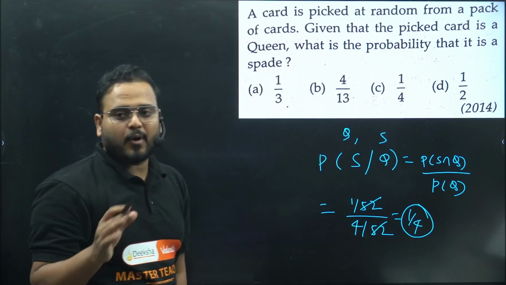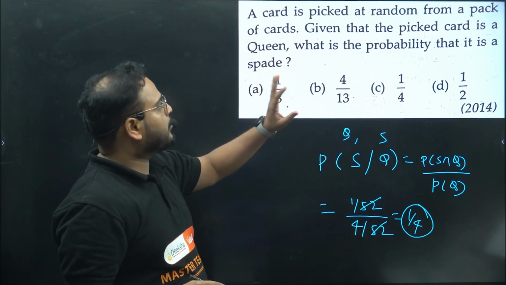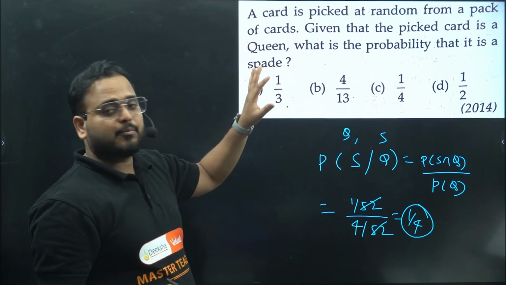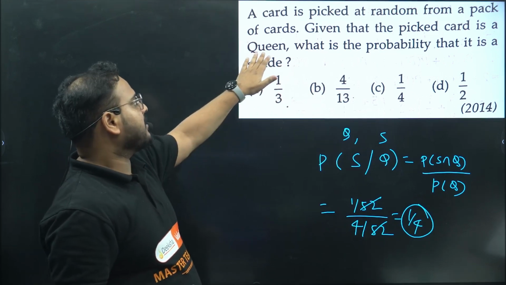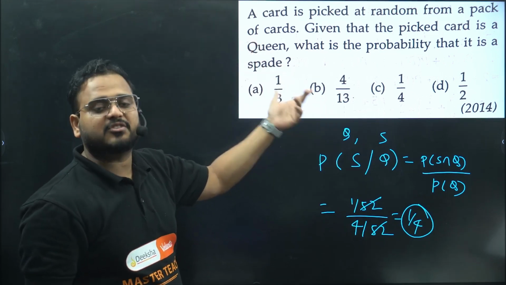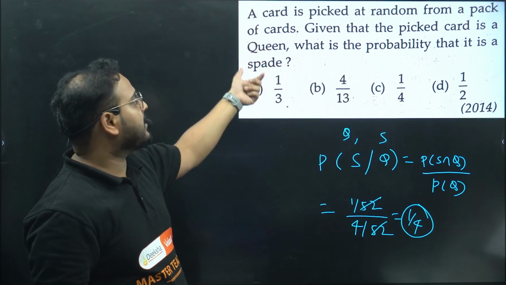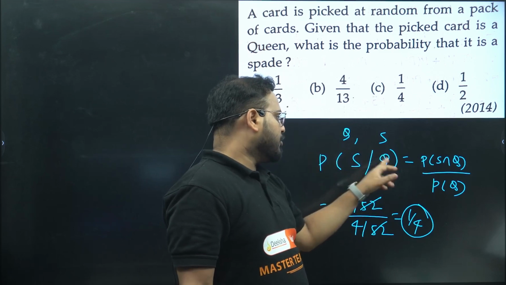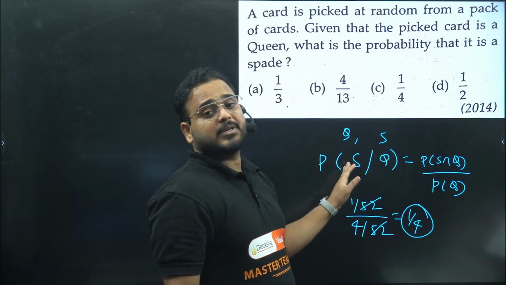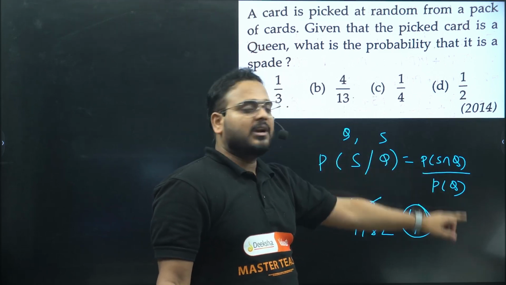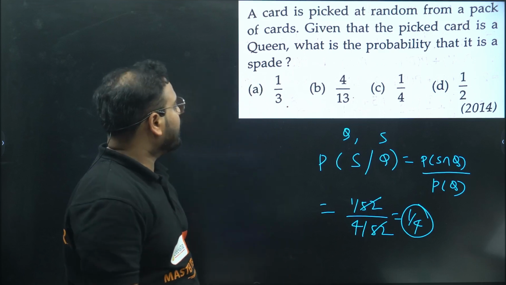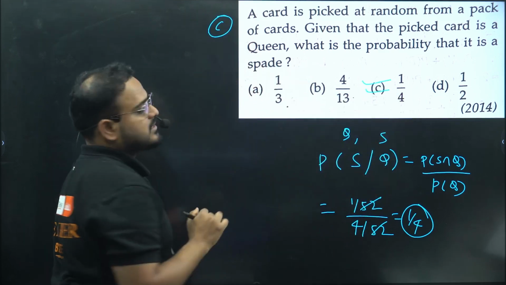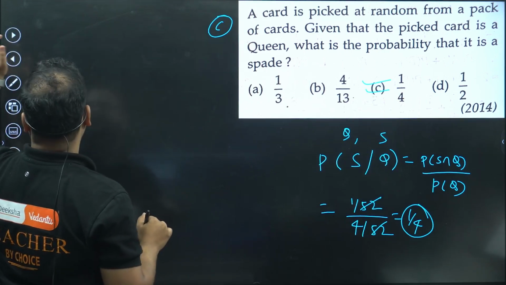If you see the statement properly, please check. From the deck of cards, the first card was picked as queen, and the second condition is whether it is a spade. Queen is already picked, so what if it is to be spade? So I get the intersection of S and Q divided by PQ, and the answer is 1 by 4. Option C is correct. Look at it, option C is correct. This is clear. Moving on.